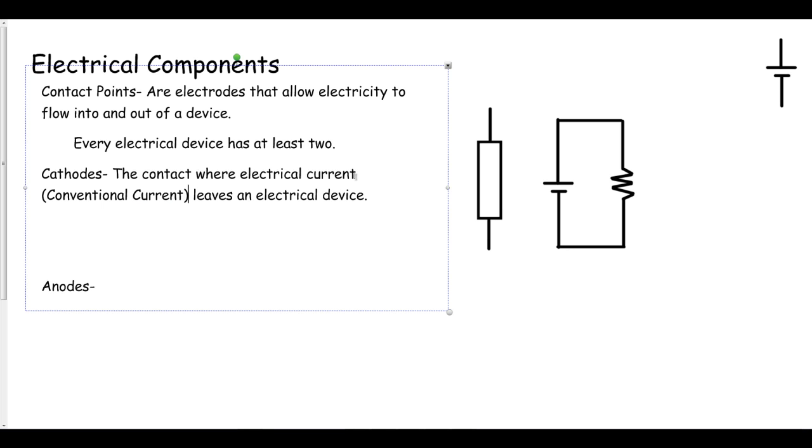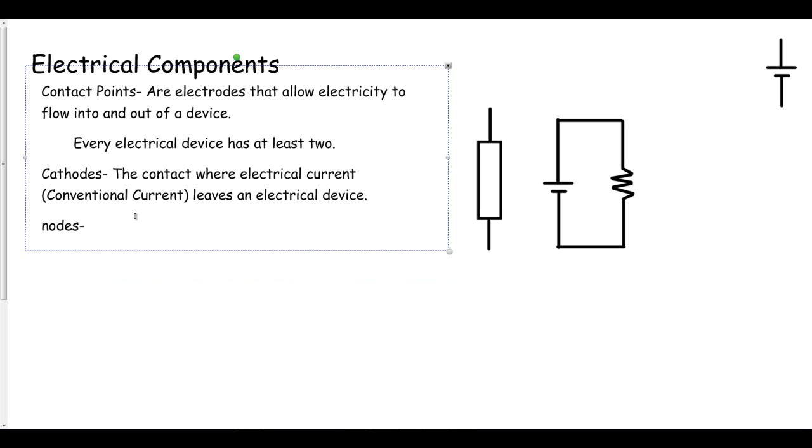And the reason why we define it in terms like this is you're going to see later that if I were to give it a positive or a negative sign, it's actually going to be different based on what kind of device we're looking at. So we want to define it as this is where conventional current leaves an electrical device. And just so we know and review, conventional current is current that flows out of the positive side of the battery and into the negative side of the battery. The other type of current that we had was electron flow, and that is where electrons flow out of the negative side of the battery and then back into the positive side of the battery.